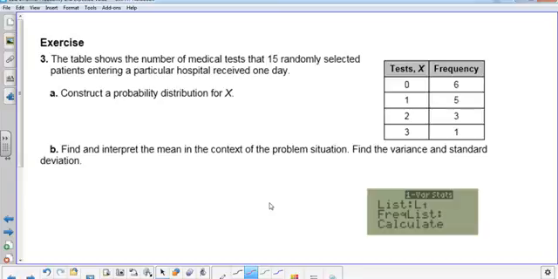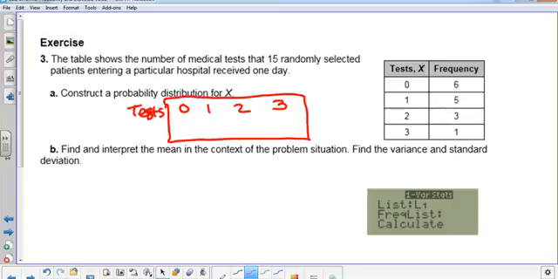Okay, I'm getting way off track here. Anyway, we're on the next question. What are we going to do first to make this a probability distribution? Okay, we should read the question. The table shows the number of medical tests that 15 randomly selected patients entering a particular hospital received in a day. So they asked how many people? 15. How many tests did they run on you today? Those 15 people said 0, 1, 2, or 3. Which seems kind of ridiculous to me, because it seems like if you're in the hospital, they run 1,000 tests, right?